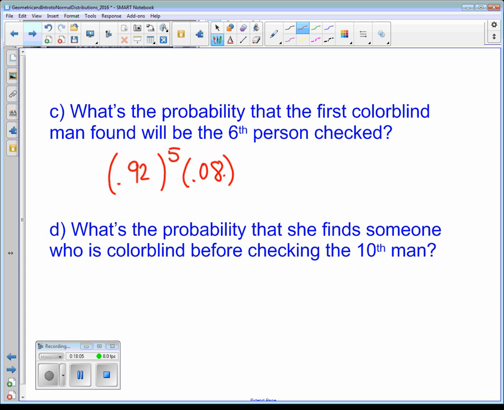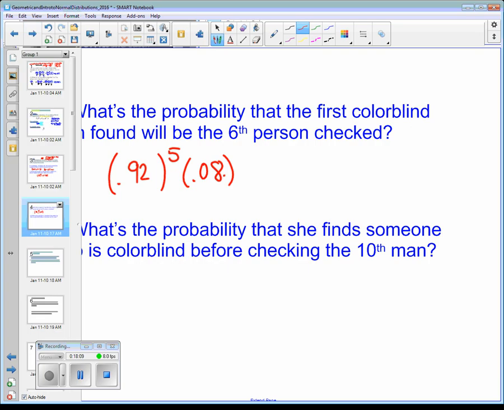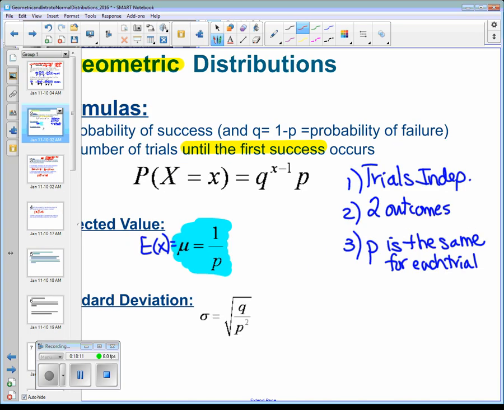Now, let's look at this from the formula I provided to you as an example. Okay? So if you look back at the formulas, this formula here, this q^(x-1), what's q again? 1 minus p. Isn't that where I got my 0.92 from? What is x minus 1? Well, 6 minus 1, wasn't that where the 5 came from? And then I have p. So it is the formula.